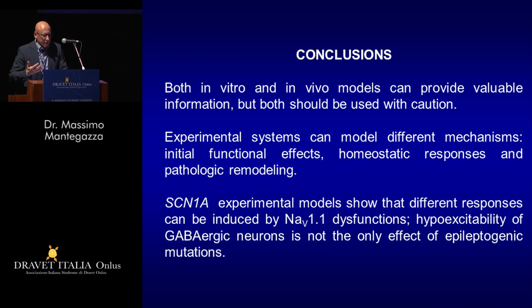So the conclusions are that both in vitro and in vivo models can provide valuable information, but they should both be used with caution. And that an experimental system can model different mechanisms: the initial functional effect, but also homeostatic responses and pathologic remodeling. And the SCN1A experimental models show different responses that can be induced by NaV1.1 dysfunction. The initial dysfunction of NaV1.1 can induce other dysfunctions that depend also on the phenotype of the animal. And so there is an interaction between the mutation, for example, and seizures in setting the severity of the phenotype.